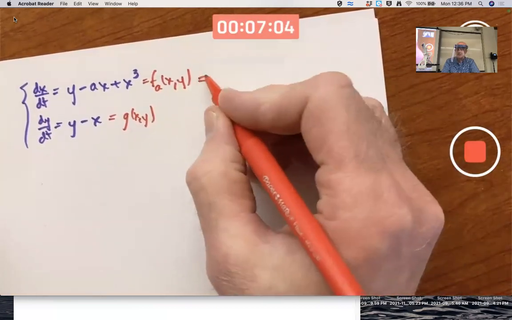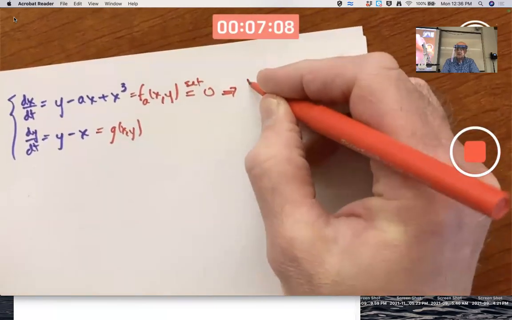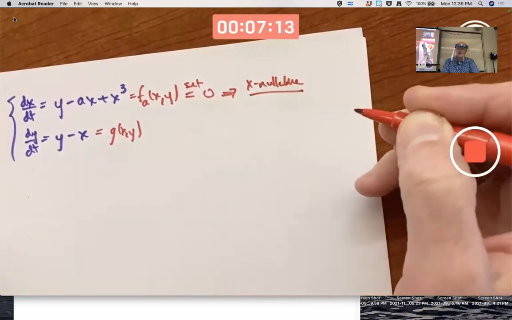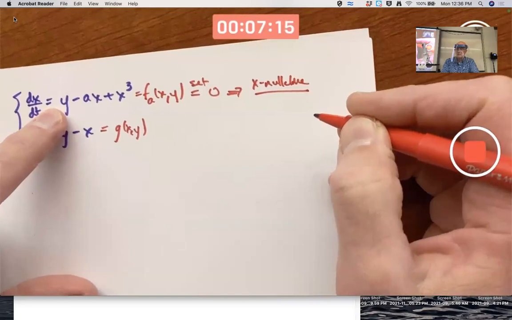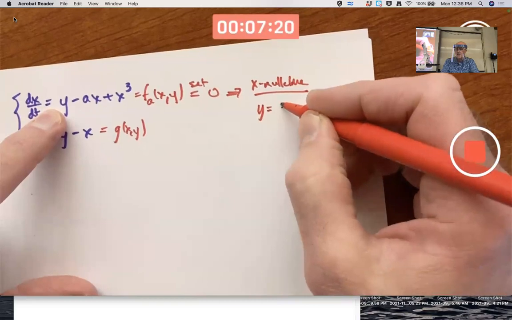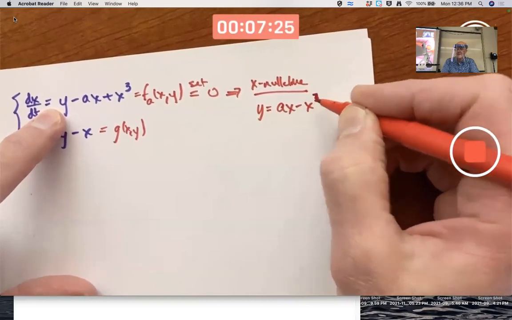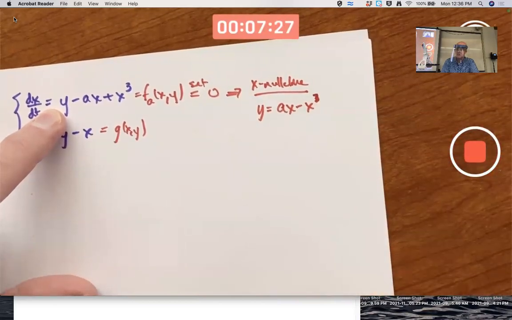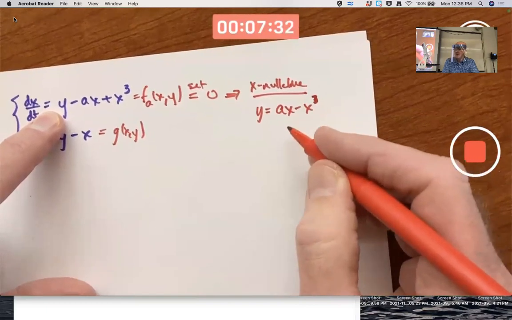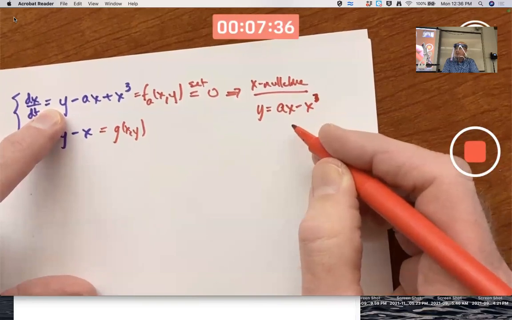If I set this equal to 0, the x nullcline, solving this equation for y gives y to be ax minus x cubed, right? I'd have to add ax to both sides and subtract x cubed. So that tells me if I can graph this function of x for different a's, that tells me what that x nullcline looks like.